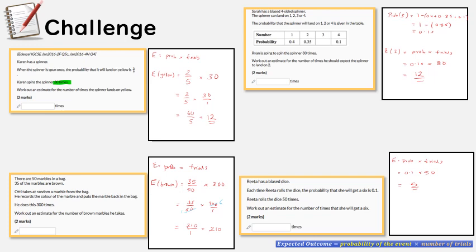Here are the answers to those 4 questions. Notice every single time I answered it, I would write expected outcome equals the probability times the number of trials. Filled in the probability, filled in the number of trials, and then worked from there. For example, on this first question, if I had written this down, this would have gotten me a fair few marks, even if I got the end answer wrong. So it's really important to show your workings.